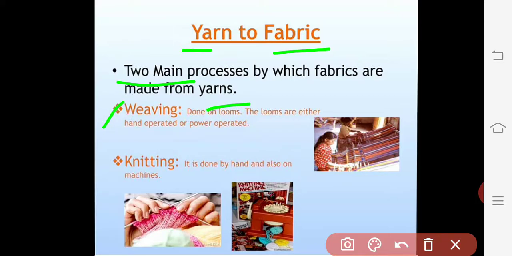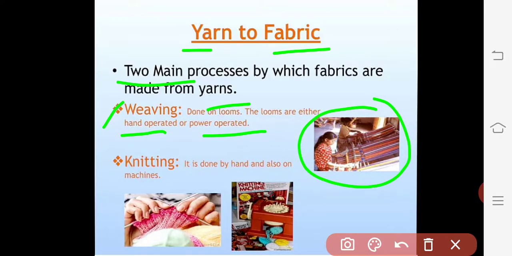I already told you what weaving is. Weaving can be done on looms. The looms are either hand operated or power operated. You can do it by hand or by applying any machines or power. Just observe in that picture what I'm showing you here. Here, one lady or two persons are using hand operated looms. So this is nothing but weaving.